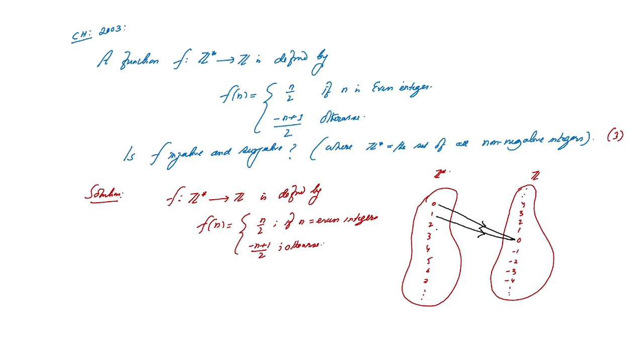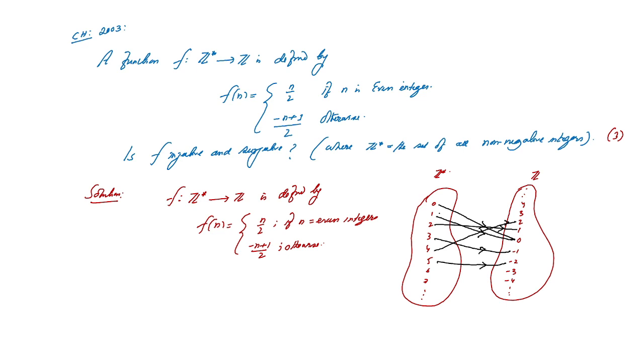Now you go to 2. 2 is an even integer. So the map of 2 is 1. Now 3 is an odd integer, so minus 3 plus 1 by 2, it will be minus 1. So 3 goes to minus 1. 4 is an even integer, so 4 goes to 2. 5 is an odd integer, so minus 5 plus 1, that means minus 2. So this is exactly our map.